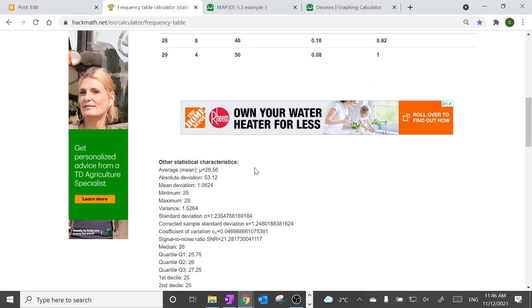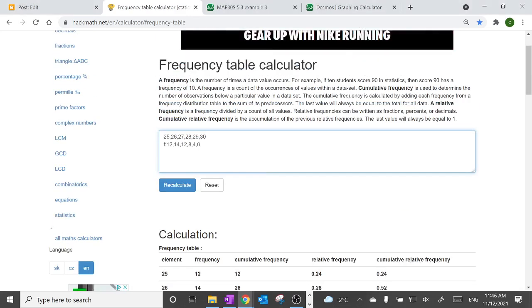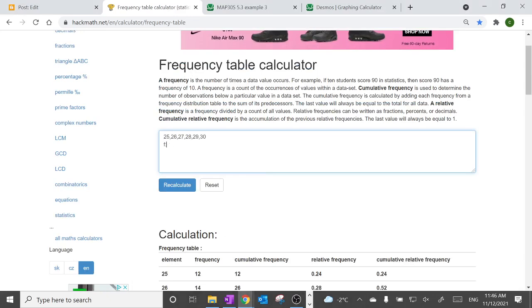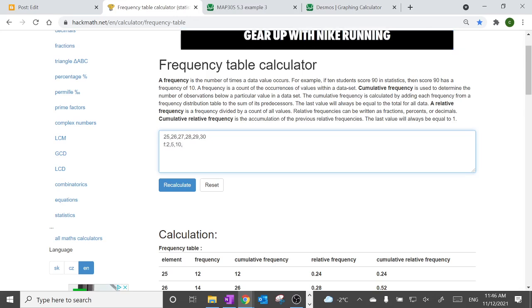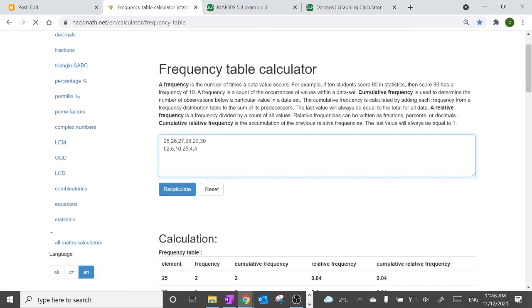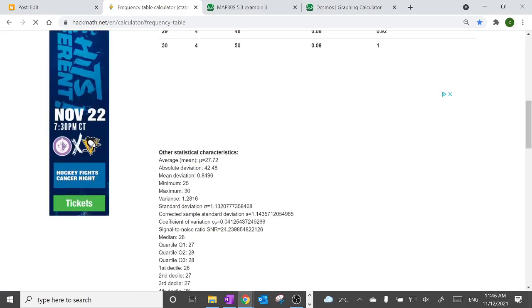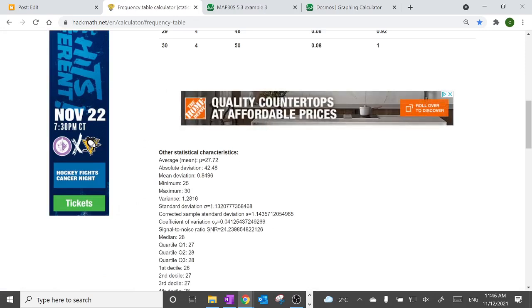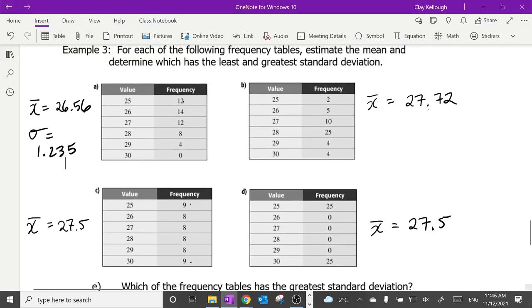Okay, now I'm going to go back and I can just do this really quickly. All I have to change for this one is the frequency numbers. So for the B one, the one that we think will have the smallest standard deviation, the frequency numbers are 2, 5, 10, 25, 4, and 4. And recalculate. And this one had a standard deviation of 1.132. So let's go back and put that down.